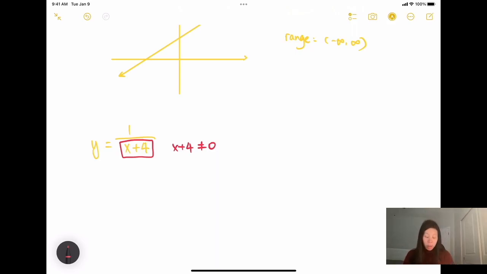Right? Because we don't want the denominator equal to 0. Otherwise, the function would be undefined. So this means x does not equal negative 4 when we solve it. We subtract 4 on both sides. So that means the domain is going to be negative infinity to negative 4 union negative 4 to infinity, because the function can equal anything except 0, so that we know that x can equal anything but negative 4. Sorry, I forgot the negative sign. Okay.